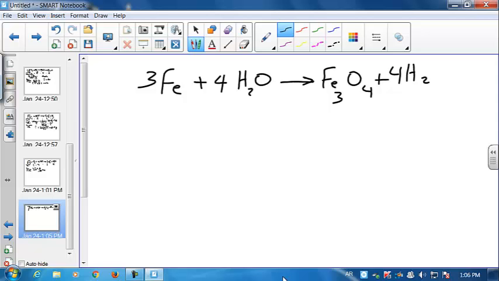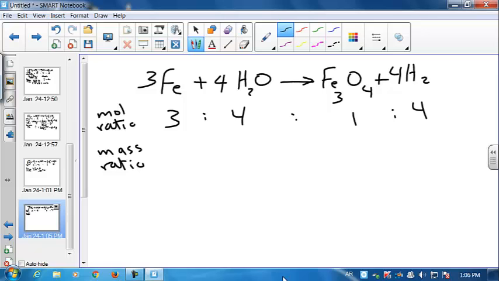Yes, before doing anything, make the mole ratio. The mole ratio is 3 to 4 to 1 to 4, right? It means that each 3 moles of iron needs 4 moles of water. The question says when 36 gram of water is mixed with 67 gram of iron, what is the limiting? He is talking about masses, so we need to convert this into mass. So the mole ratio will be converted to mass ratio.